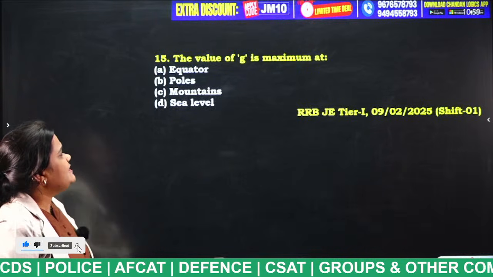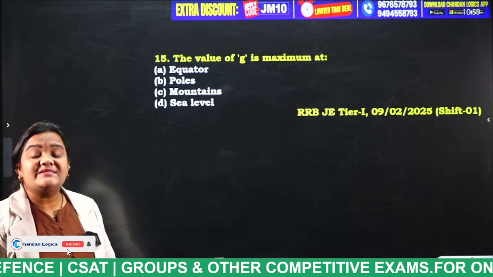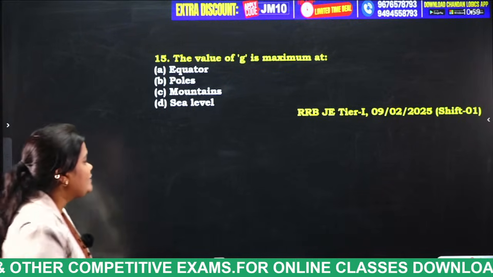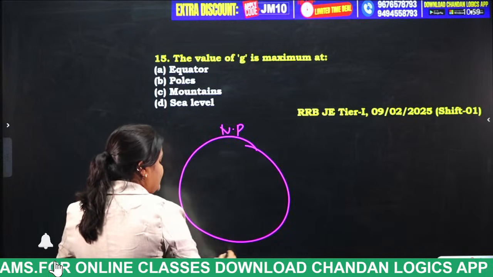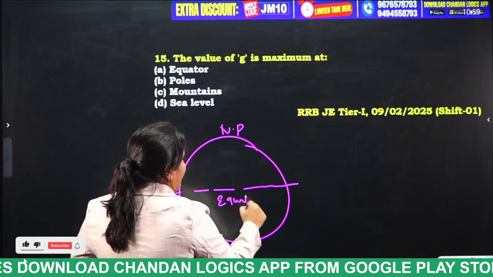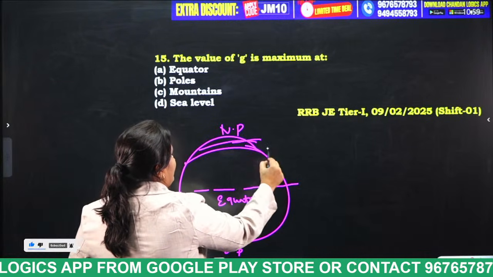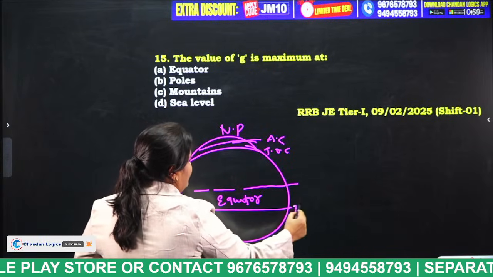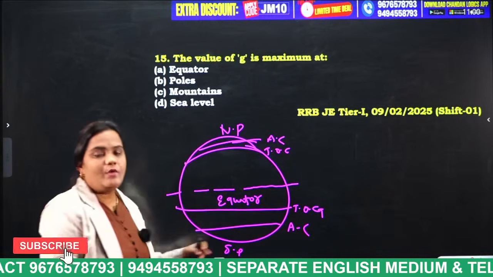The value of g is maximum at which place? What do you mean by g, students? g is nothing but acceleration due to gravity. The options are equator, poles, mountains, sea level. Actually, this is our earth. Here is the north pole and here is the south pole. Here is the equator, and this is the Tropic of Cancer, Arctic Circle, Tropic of Capricorn, and this is the Antarctic Circle. So this is our globe.